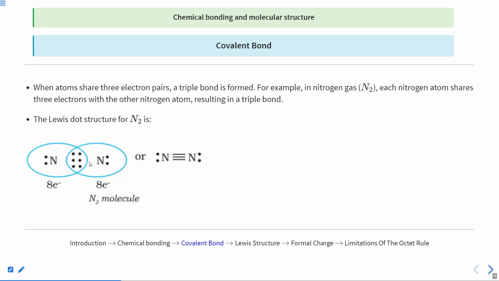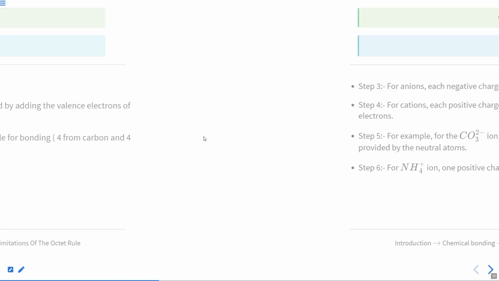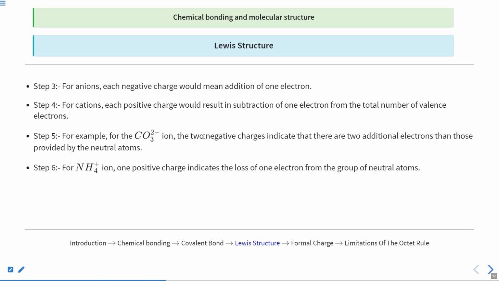See, 1 pair, 2 pair, 3 pair. But when we are taking the example of NH4 plus, it has donated its four electrons, and now nitrogen has how many electrons in total? Say it has 5 electrons. Now four of it are donated, so one will remain as a lone pair, and that is not observed. Okay, that is not observed.